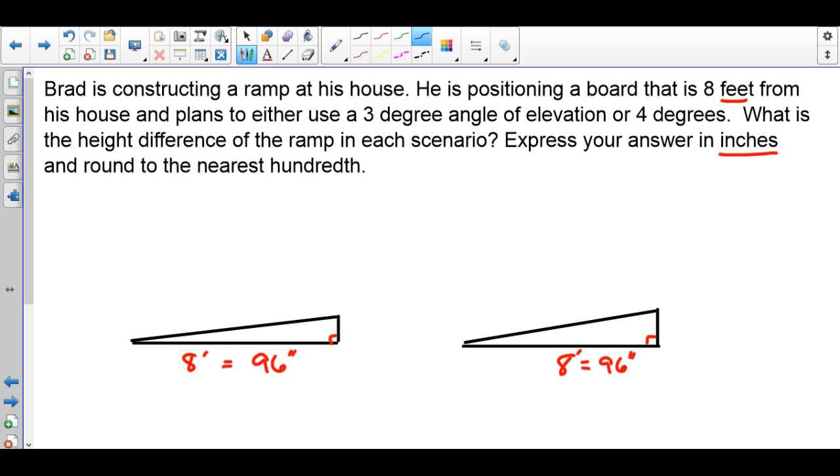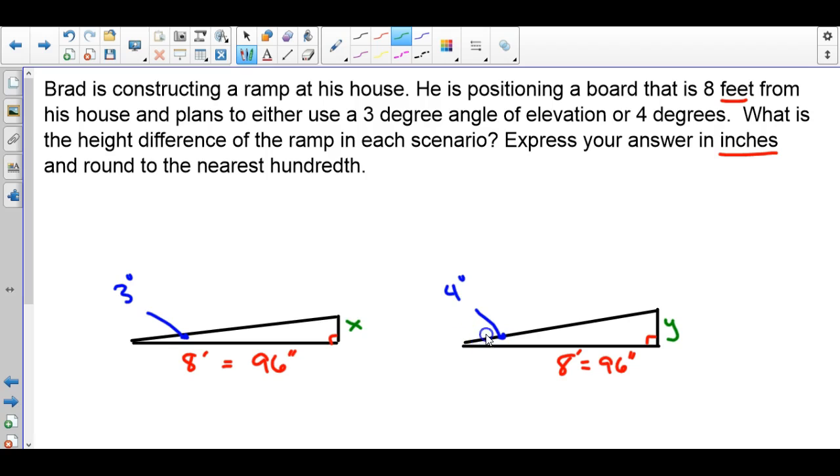So what we also want to look at is that it's a 3-degree angle of elevation. That's going to be this little angle here as it's tilting up from the ground. This is 3 degrees, and in this example it is 4 degrees. And we want to look at the height difference. So again, I'm not looking at the length of the ramp. I'm instead looking at this value, which would be lower than this value.